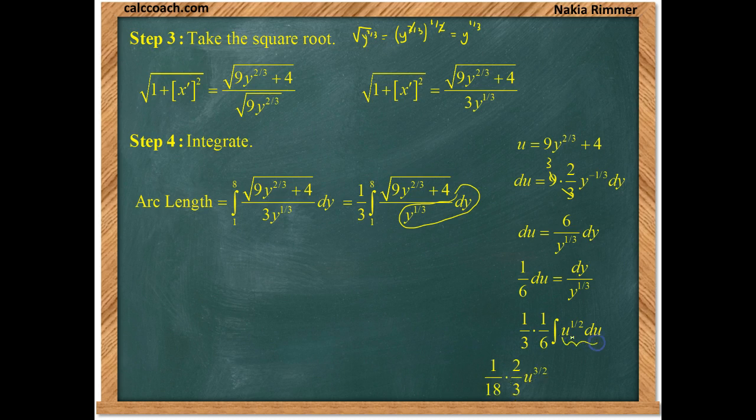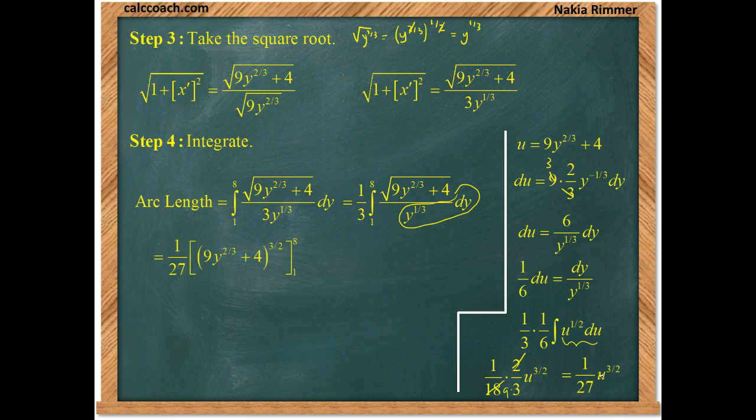When you find the integral of u to the half, you get u to the 3/2 times 2/3. This 2 can turn this 18 into a 9. So altogether we have u to the 3/2 over 27. All of this is side work for us to figure out what the antiderivative of our current integral is, and we found it. It's 1 over 27, whatever u was in terms of y, to the 3/2. So 9y to the 2/3 plus 4, the entire quantity to the 3/2, and that's from 1 to 8.